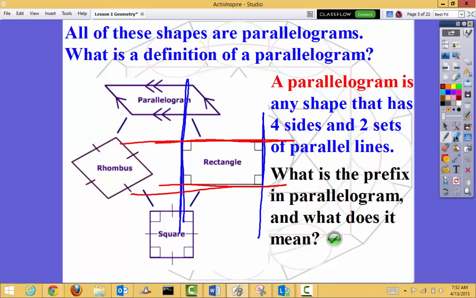Alright, so now I have my next question. What is the prefix in parallelogram, and what does it mean? Let's move this down here, maybe.